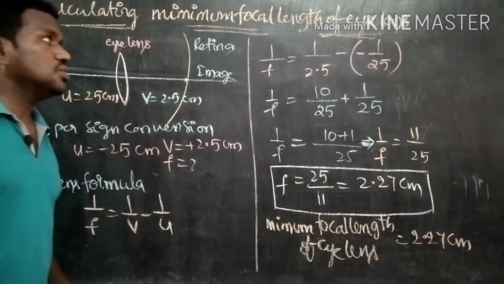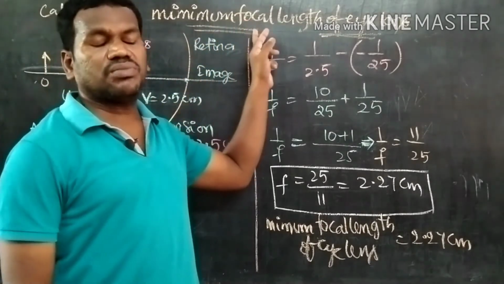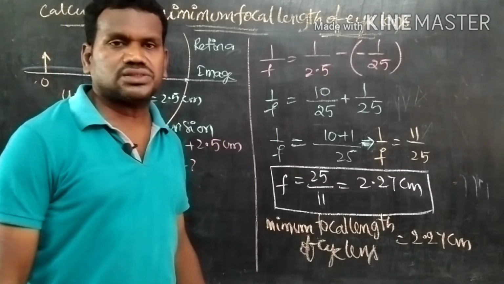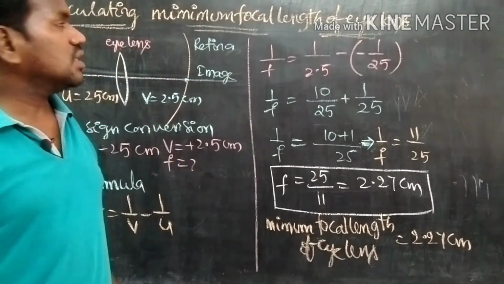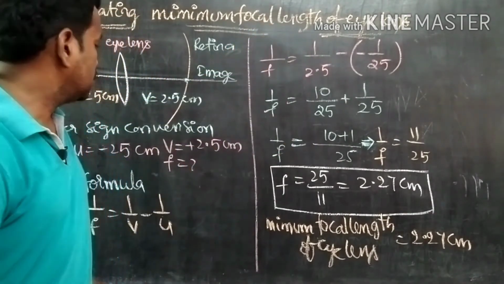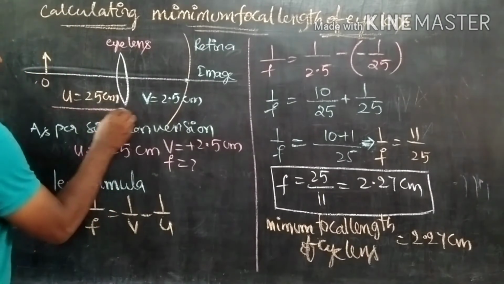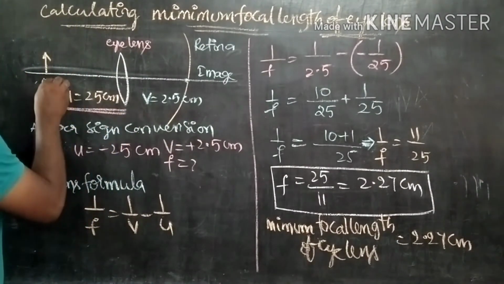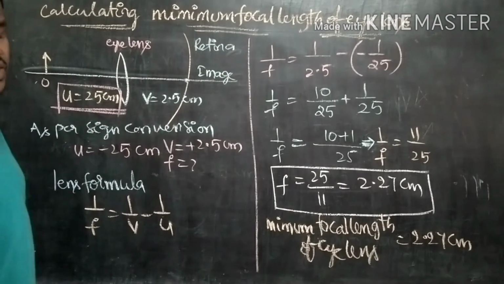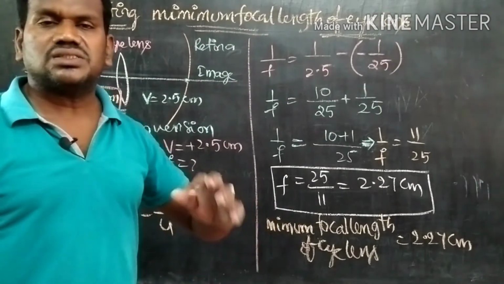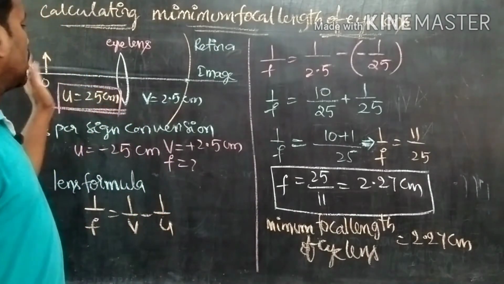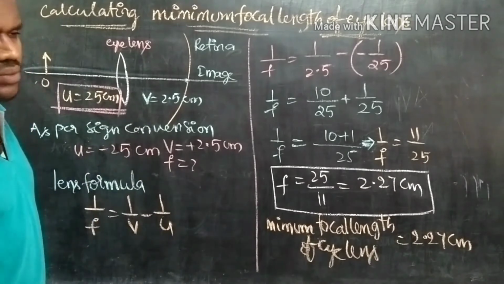Let us come to know how to calculate the minimum focal length of the eye lens. To calculate the minimum focal length of the eye lens, we should consider the value of LDDV. The value of LDDV is 25 centimeters, the least distance of distinct vision. Beyond that limit, we can't see the object.